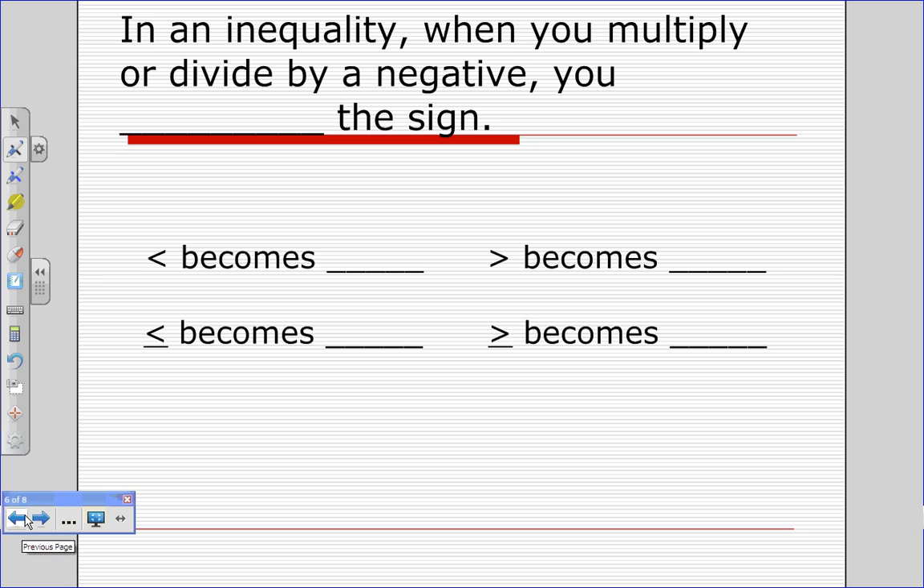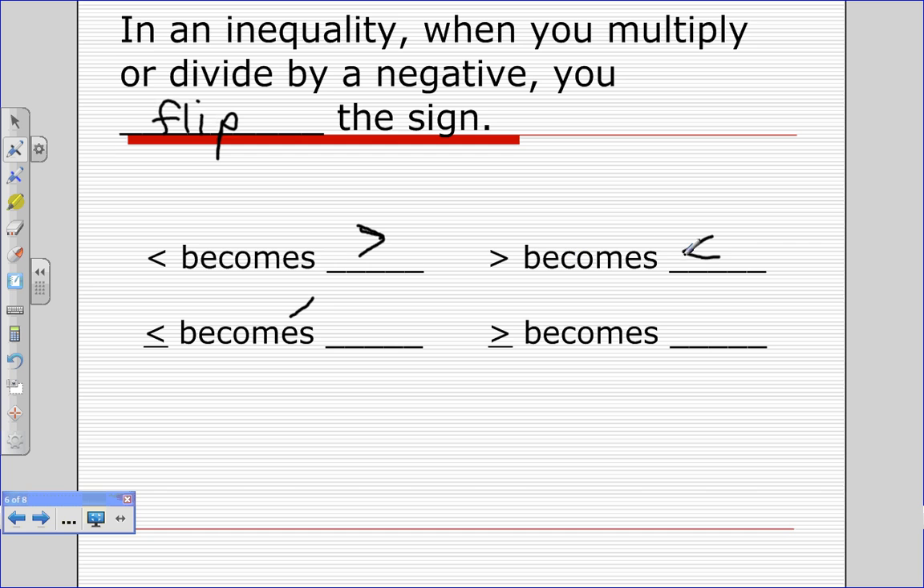Okay, after you have those done, there's one more rule that you need to learn before we're done with this lesson. And that is that in an inequality, when you multiply or divide by a negative, you flip the sign. So let's look at what that means. If you flip a less than sign, it becomes greater than. Sorry, my pen's having issues here. There we go, greater than. Next one, if we flip the greater than, it becomes less than.